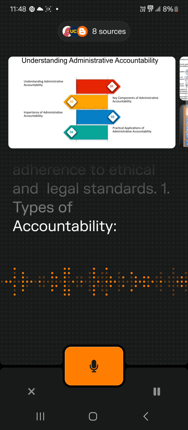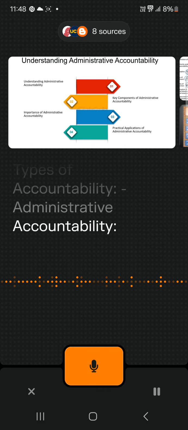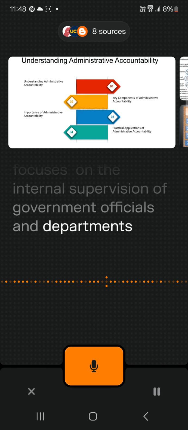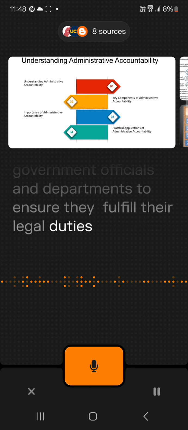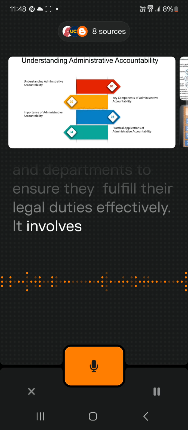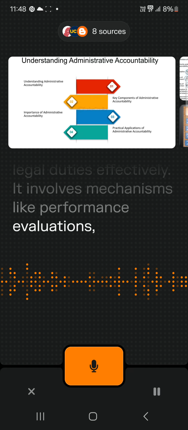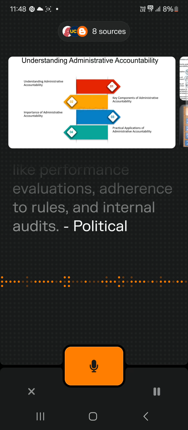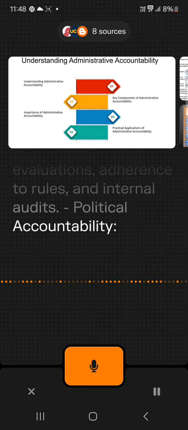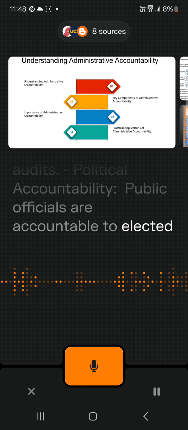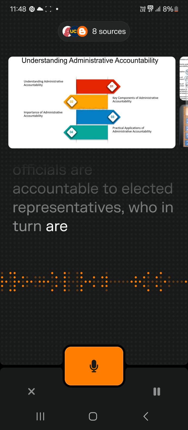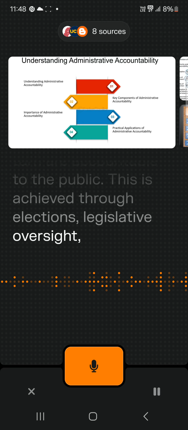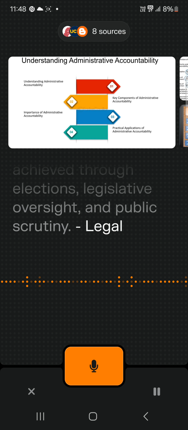1. Types of accountability. Administrative accountability. This focuses on the internal supervision of government officials and departments to ensure they fulfill their legal duties effectively. It involves mechanisms like performance evaluations, adherence to rules, and internal audits. Political accountability. Public officials are accountable to elected representatives, who in turn are accountable to the public. This is achieved through elections, legislative oversight, and public scrutiny.